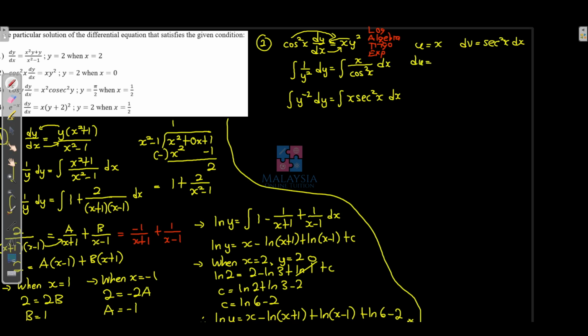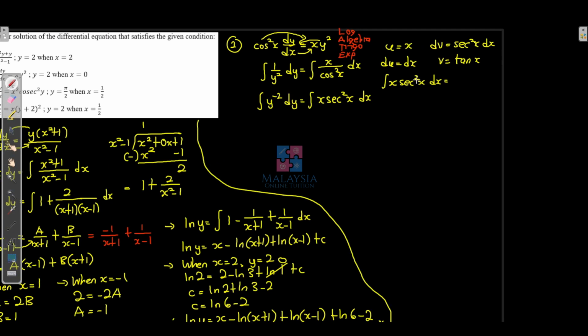So du equals dx, and the integration of secant squared x dx is going to be tan x. You can refer to MF19 for this integration. Then the integration of x secant squared x dx, which we can later substitute inside the differential equation, is going to be like this. The formula is uv, so that is x tan x minus integration of v du, so tan x dx.